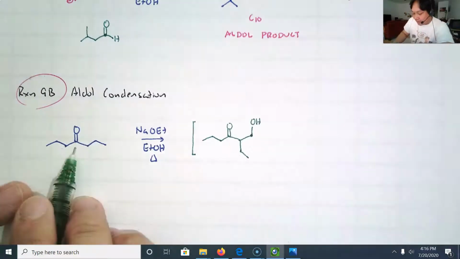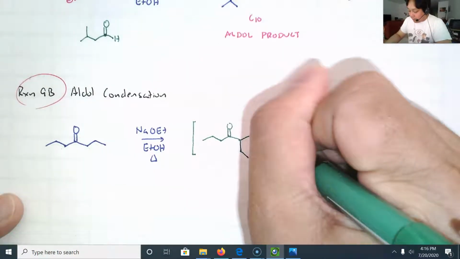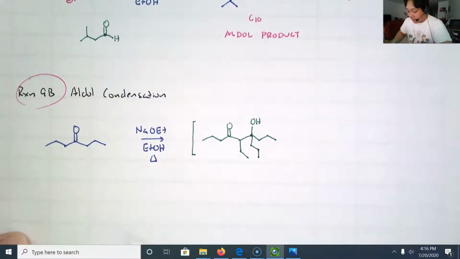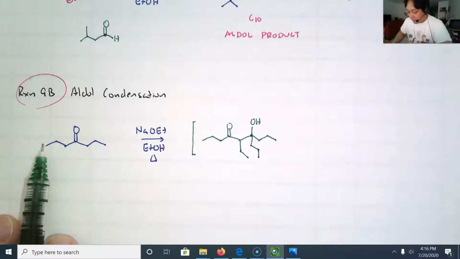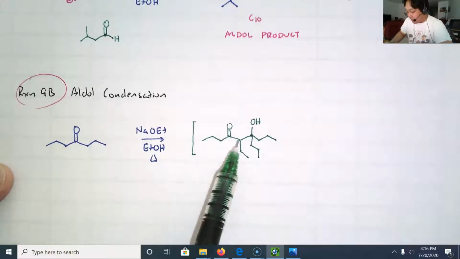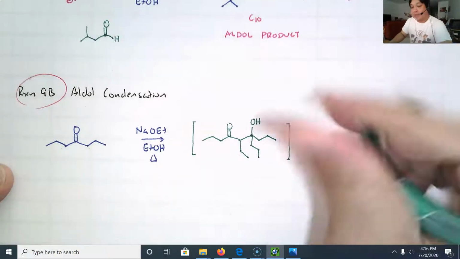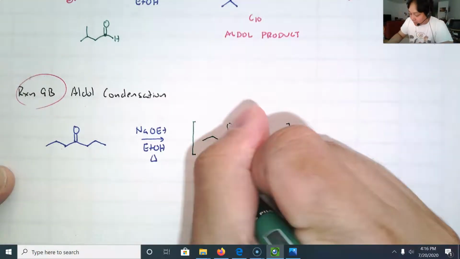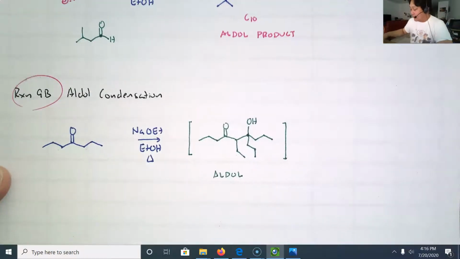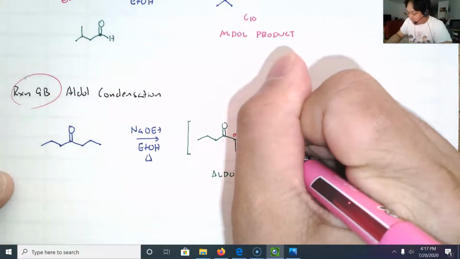And on that dot, we have 2 propyl groups: 1, 2, 3. 1, 2, 3. There should be 12 carbons, right? Well, no, there should be 14. 1, 2, 3, 4, 5, 6, 7 times 2 is 14: 1, 2, 3, 4, 5, 6, 7, 8, 9, 10, 11, 12, 13, 14. Brackets because it's an intermediate. This is your aldol intermediate now. It's not the final product because we're adding heat. And when you do heat, if you can, you're going to make the double bond between the alpha and the beta.